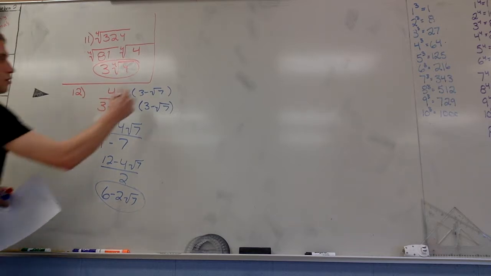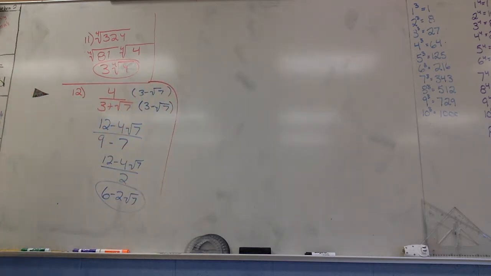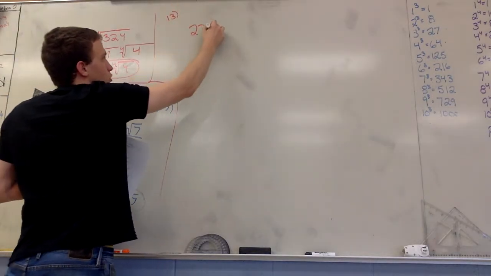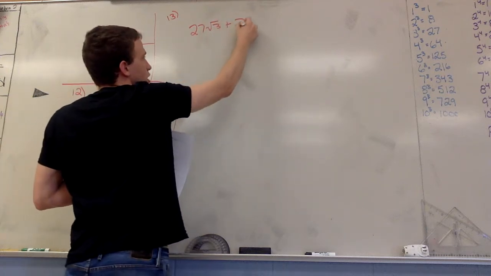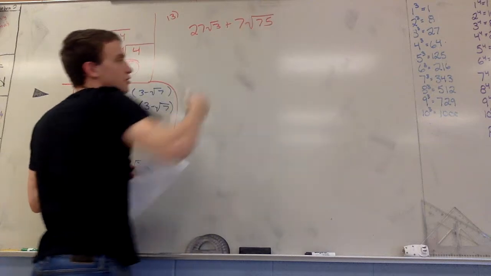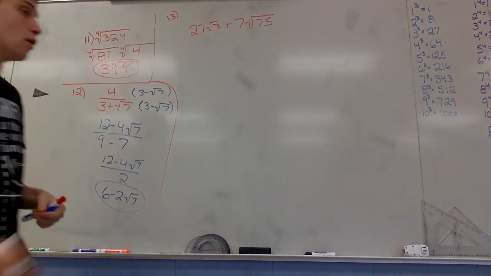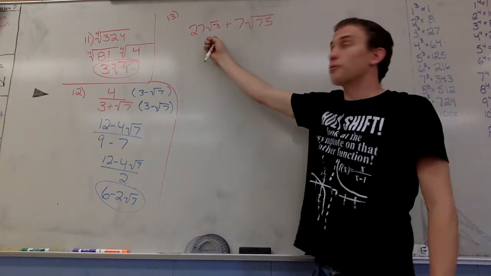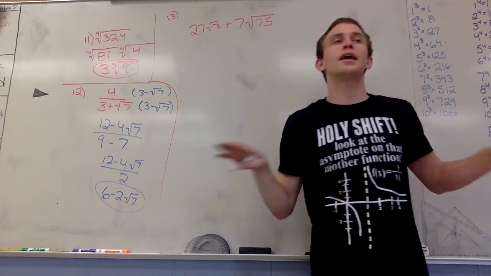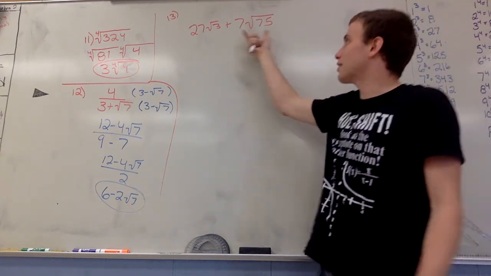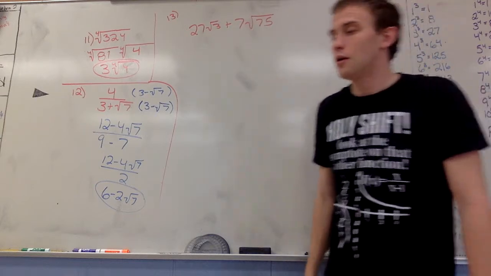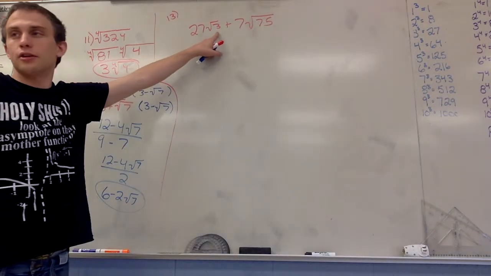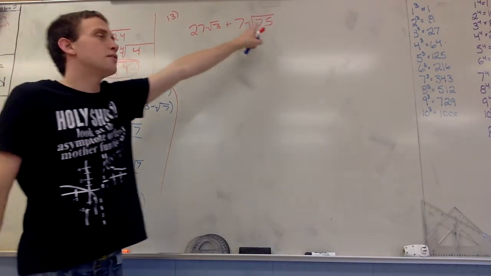Number 13 is going to be 27 root 3 plus 7 root 75. Can I add these together right now? No, I can't. A lot of people say yes, and then what they'll do is they'll add the 27 and the 7, the 3 and the 75. You can't do that. We can't add those together because those aren't like terms. They have to have the exact same radicals for me to add them together. So what I have to do then is try to break something down. Now, can I break down 3 to anything else? No. Can I break down 75?